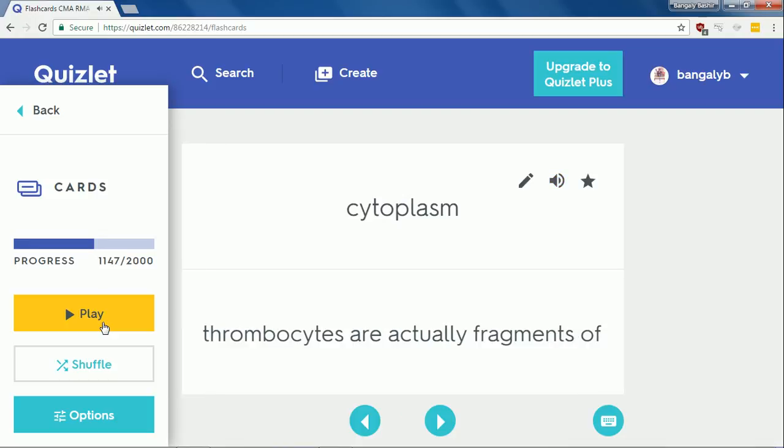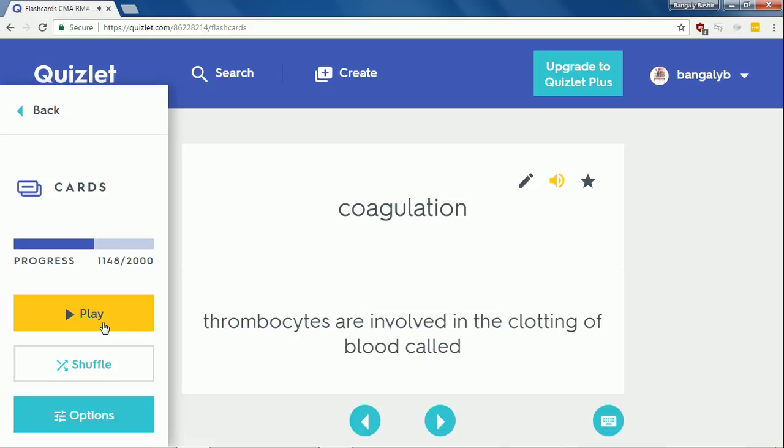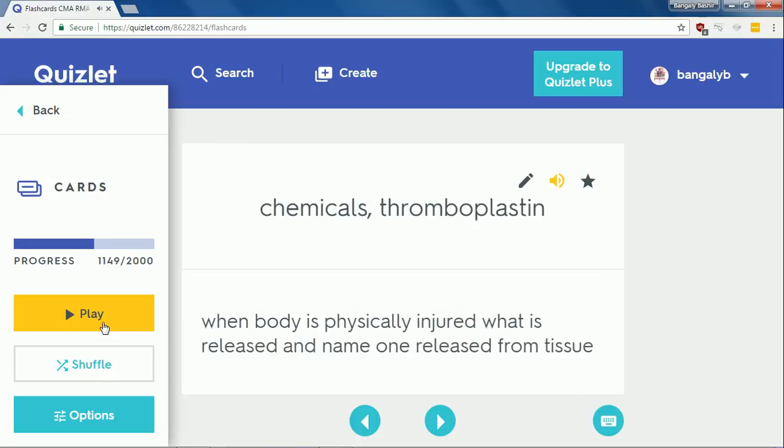Cytoplasm. Thrombocytes are actually fragments of. Coagulation. Thrombocytes are involved in the clotting of blood called. Chemicals, thromboplastin. When the body is physically injured, what is released and name one released from tissue?